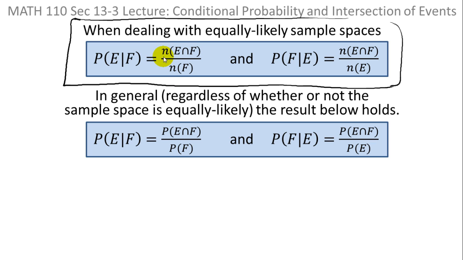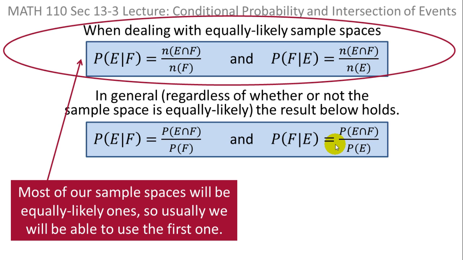So essentially, if you're not doing equally likely, you can convert to the different form just by changing all the n's to p's, and you get the other result. We seldom have use for that directly because almost all of our sample spaces are equally likely. So most of the time, we'll be using that first variation of the formula.